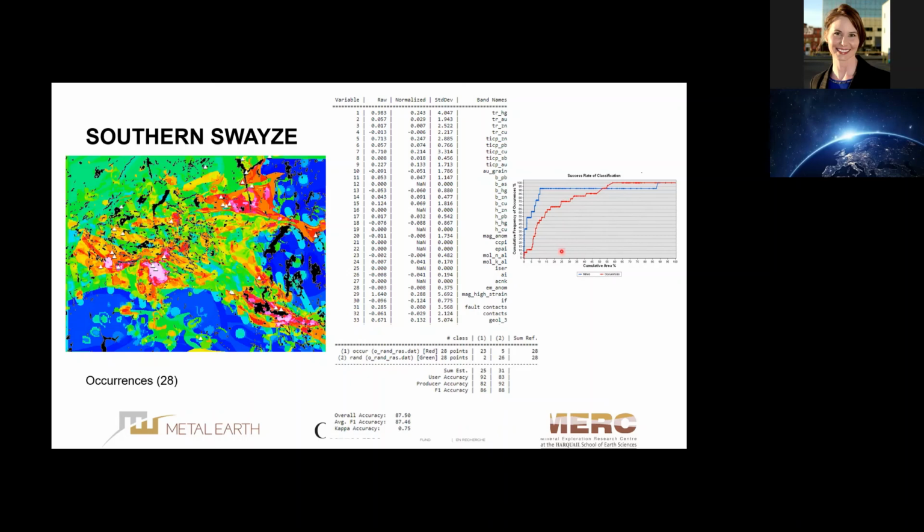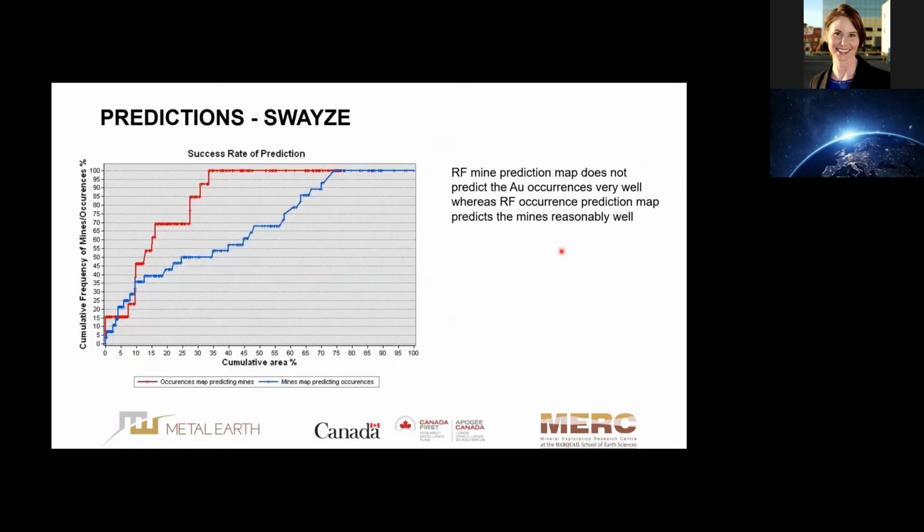So one may ask yourself, well, can the predictor map based on the mines predict the occurrences and vice versa? Well, here's the result of that. And really what it's telling us is the random forest mine prediction map does not predict the gold occurrences very well, whereas the RF occurrence prediction map predicts the mines reasonably well. So that's that curve here. And when we have a straight line in this curve, that means there's really no predictive power. It's not much greater than random prediction.